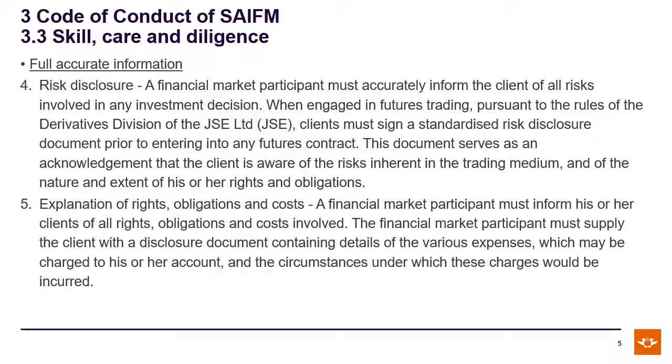Which leads on to the next point: explanation of rights, obligation, and cost. You must inform the client of all their rights, obligations, and costs. You must also supply them with a document containing the details of all the expenditures and what will be charged to the client's account, and also the circumstances under which these costs will be incurred.